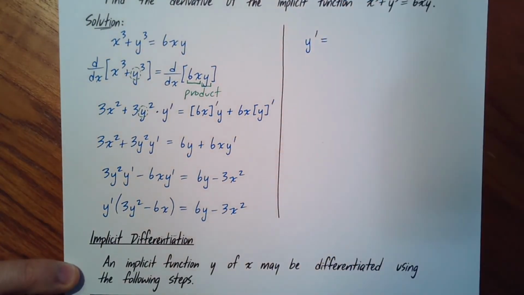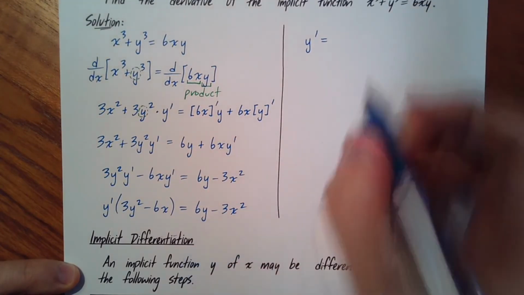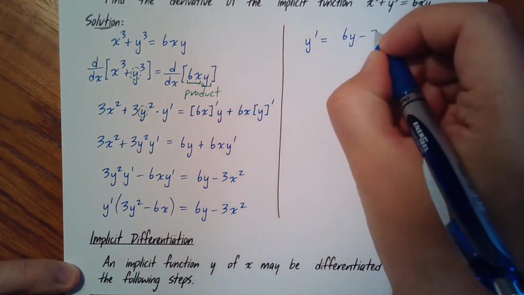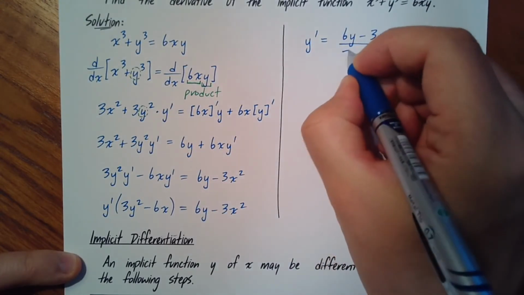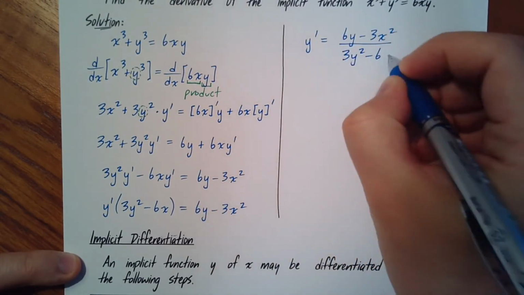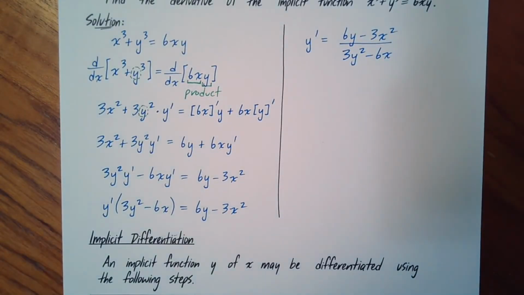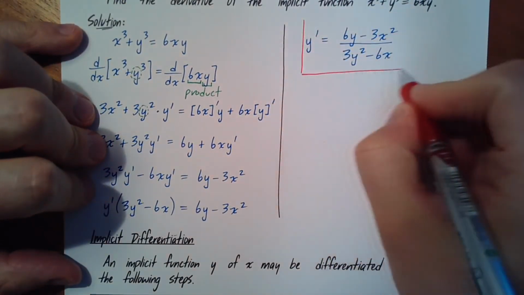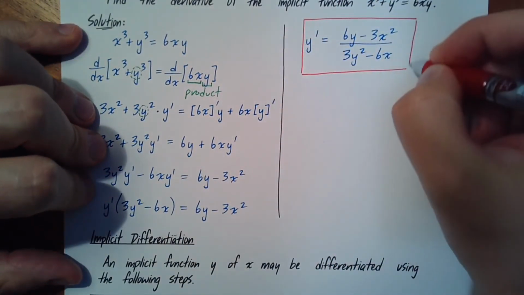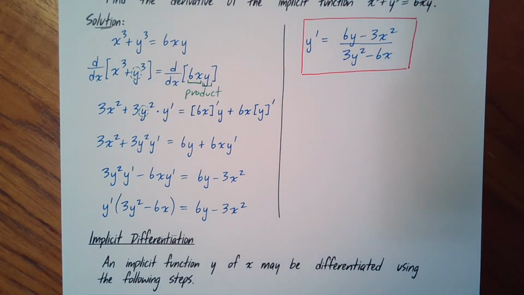So we have y prime is equal to, well, we'll have 6y minus 3x squared divided by 3y squared minus 6x. All right, so that is our y prime. That's how we have y prime in the end. So it's kind of like you're indirectly finding the derivative by using algebra and reasoning about it using the rules of differentiation. But you don't calculate its derivative directly because you don't actually have an explicit representation for the function.